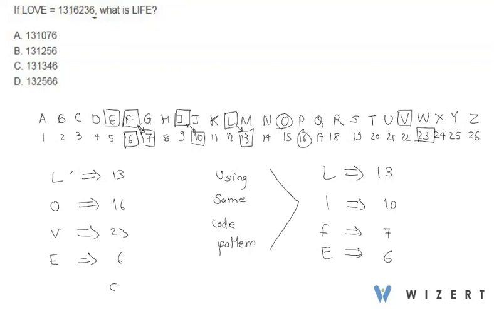So the code will be LIFE equal to 13, 10, 7, 6. So the answer is option A.